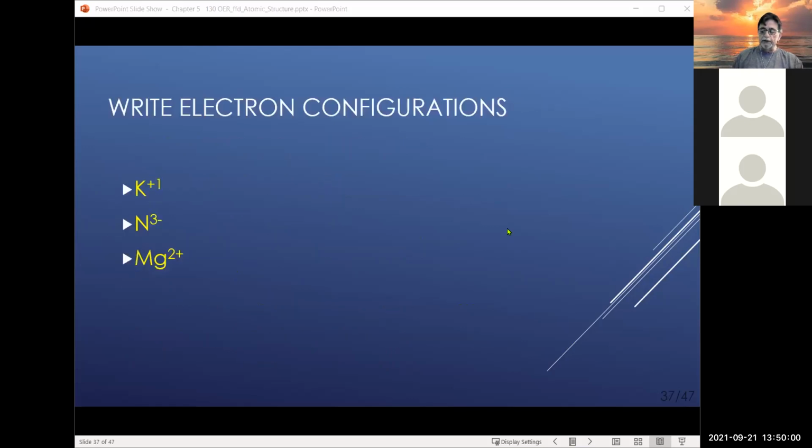So here we're writing the electron configuration. Now, be careful when you see this. When you look at the question, you might mistake it and say, oh, they're asking for potassium. Well, no, they're not asking for potassium, because if they were, they'd be writing just K, right? But they're writing it with K plus one, which means that they're asking for the potassium ion.